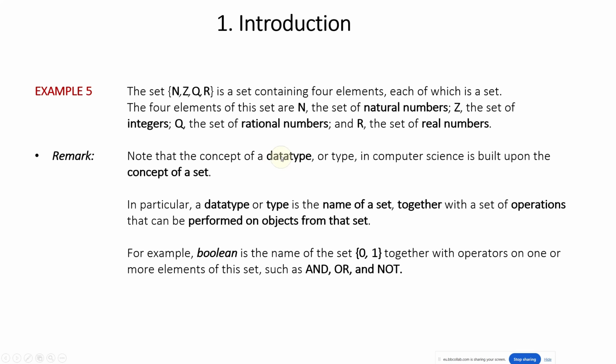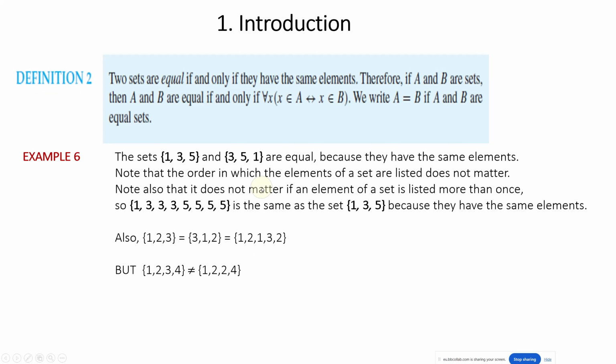Okay, let's move on from here. We're going to do another definition, talking about when two sets are going to be equal. Two sets are going to be equal if they have the exact same elements. This is how we write it, with the equal sign.